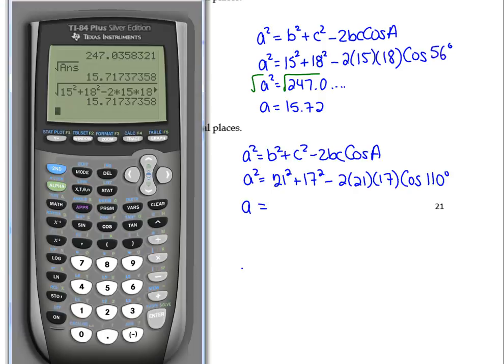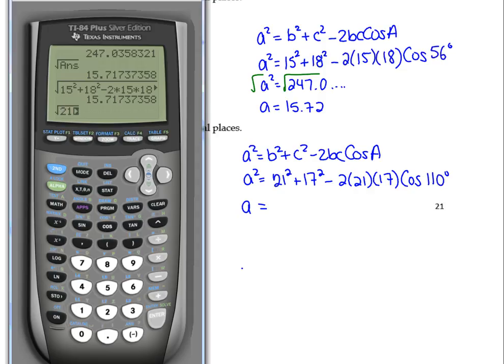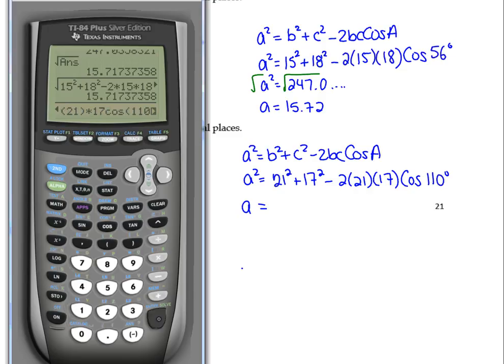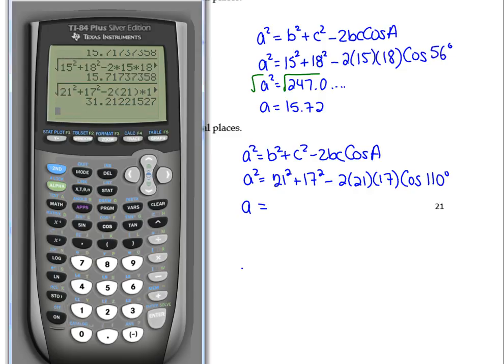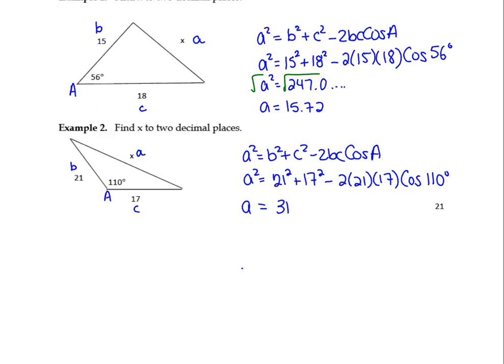So I'm not sure if you typed it in separately or all at once. Anyone try typing it in all at once? Maybe you. So square root 21 squared plus 17 squared minus 2 times 21 times 17, cos 110. You get the same thing? 31.2? Two decimal places? No units. So if you did it in two steps, that's fine. Type it in, then square root it.